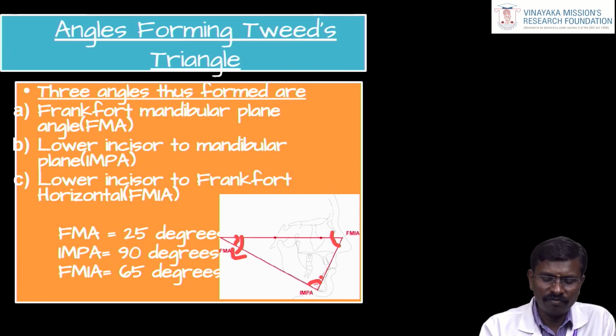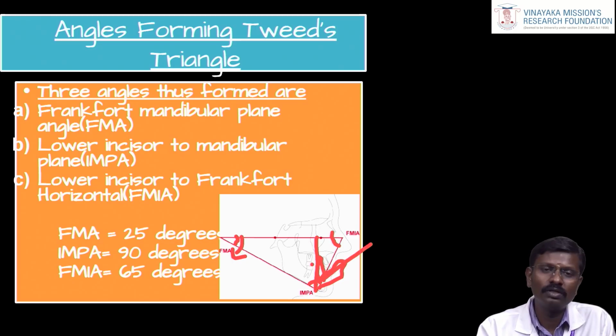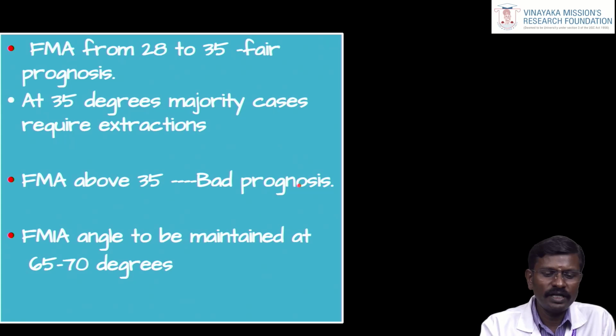So just imagine, if it is less than 90, your incisor will be like this. If it is more than 90, your incisor will be like this. It shows more proclined, and this shows more retroclined. So FMA from 28 to 35 will give a fair prognosis in the treatment, and at 35 degrees the majority of cases require extractions. FMA above 35 degrees will give a bad prognosis, and the FMIA angle is to be maintained at 65 to 70 degrees.